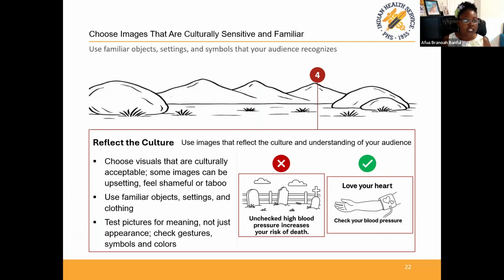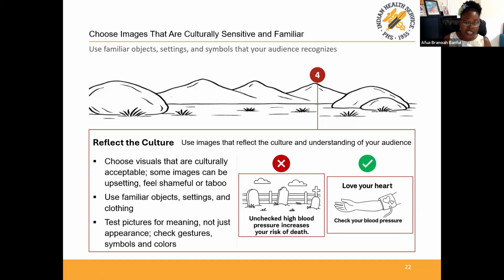It's not enough just to throw any image in there. We've agreed on that. But even if the image is related, the image needs to be culturally sensitive and familiar. You want to use images that are culturally acceptable, because some images can be upsetting, feel shameful, or feel taboo to talk about. And the message will be totally lost because people have recoiled and are just not listening to you at that point.